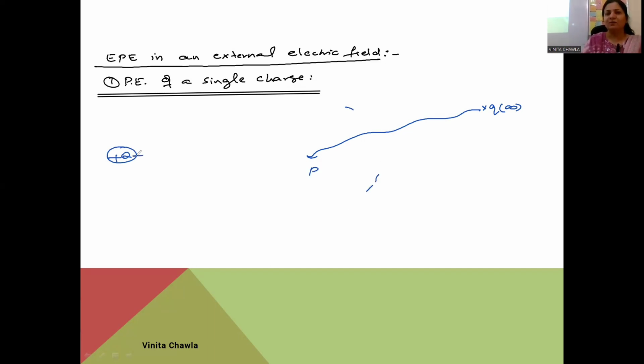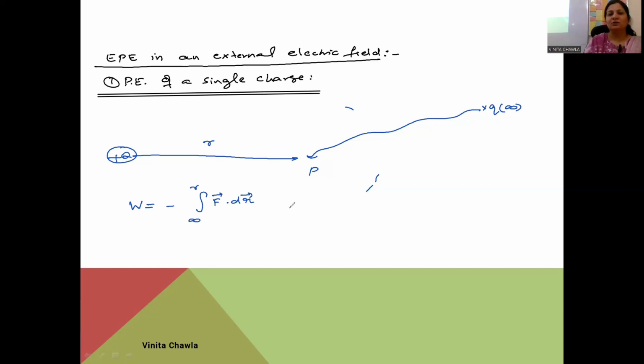Let the distance of this charge, small q, which has been moved, be R. Then how do we find work done? Work done is minus the integral from infinity to R of F dr. This is how we find work done, because we are moving this charge from infinity to a position R.